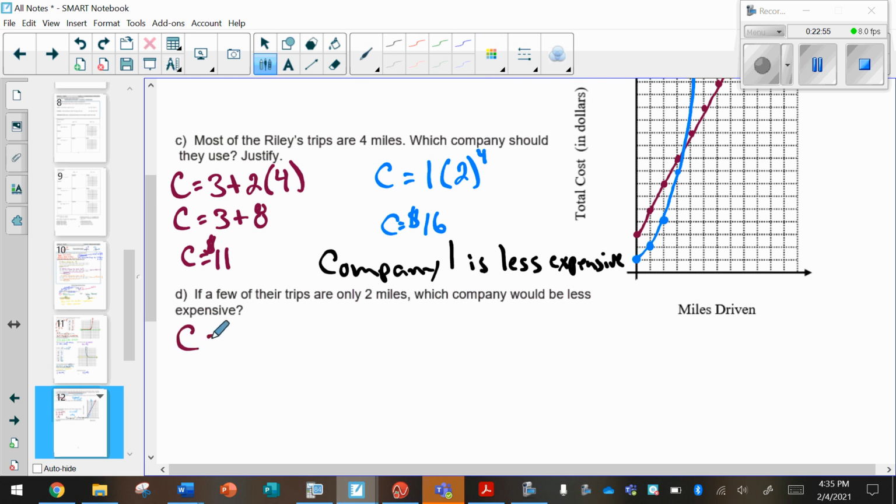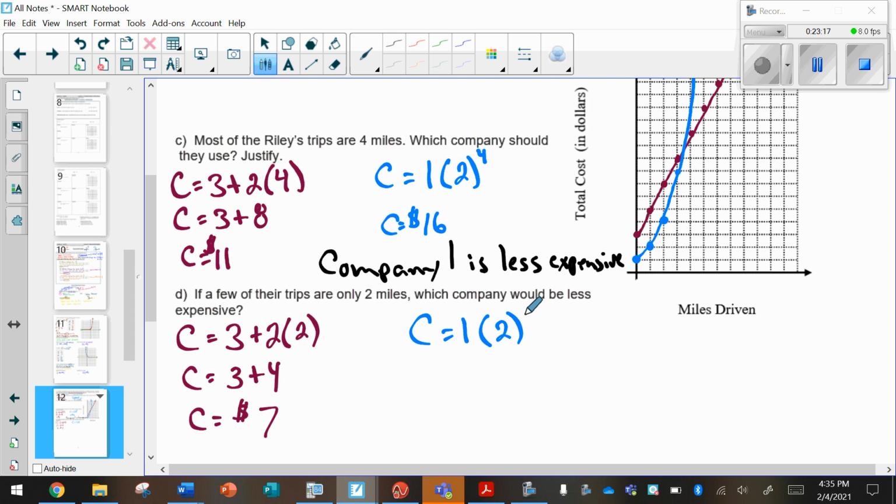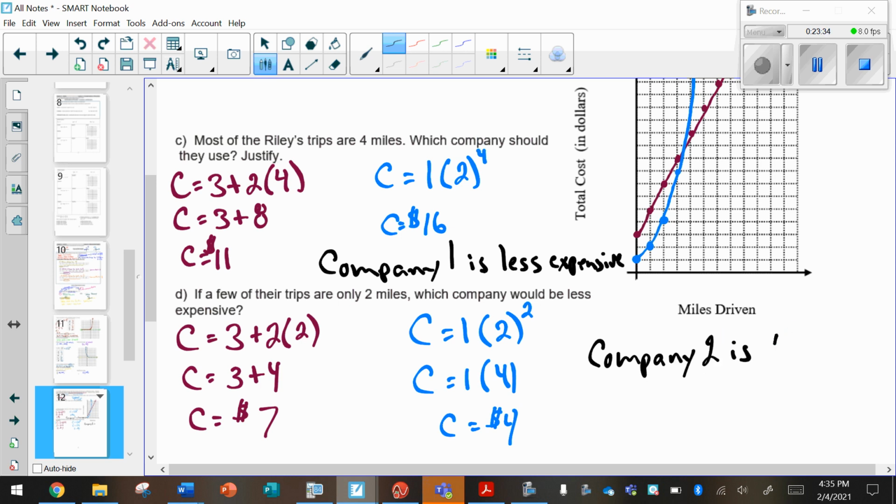So we take company 1, initial fee of $3 and $2 for every mile for 2 miles. So that means we will do 2 times 2 and add them together. So for a 2-mile trip, company 1 costs $7. Let's figure out company 2. Company 2 has an initial price of $1. It doubles every mile across 2 miles. So then 1 times 2 squared is 4. Hey, look at that. Company 2 would only be $4. So if we're going a shorter distance, company 2 is less expensive.